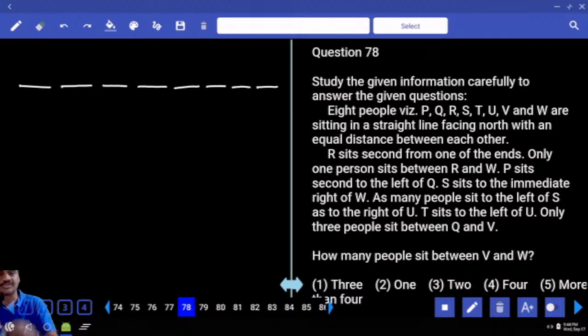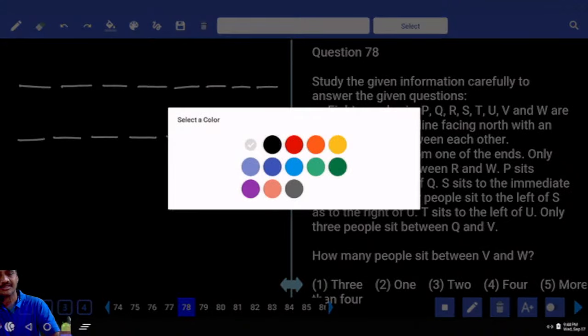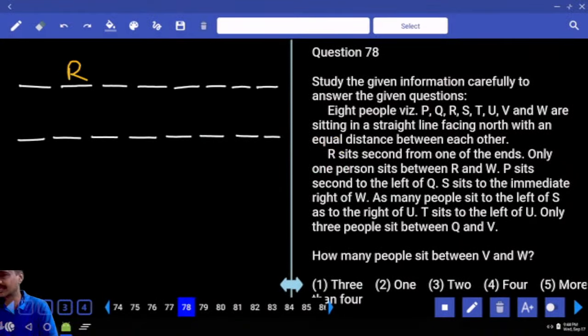Then R sits second from one of the extremes. How many possibilities we have? 2 possibilities. R can be second from the left extreme or R can be second from the right extreme. Then only one person between R and W. R and W, 1. And P sits second to the left of Q. Where is this P? Sits second to the left of Q.